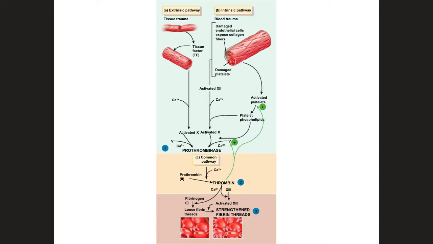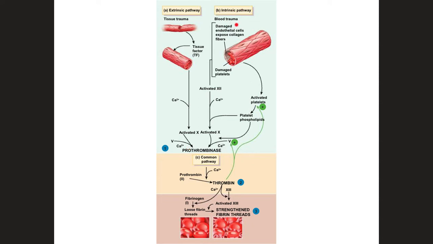The extrinsic pathway has tissue trauma coming to the blood vessel from the outside. Because the blood vessel damage comes from the outside, such as getting an injury, a cut, etc., tissue factor is going to leak in, and this causes the process to happen much faster.